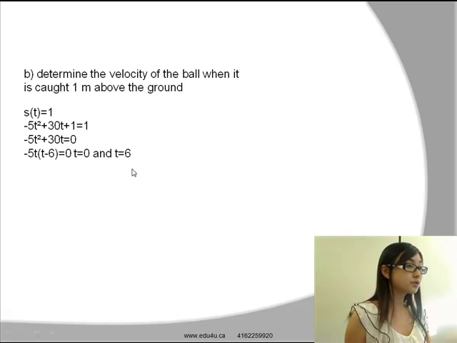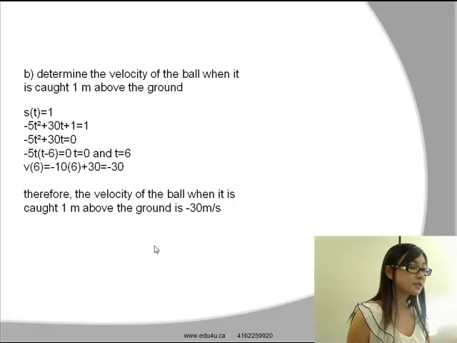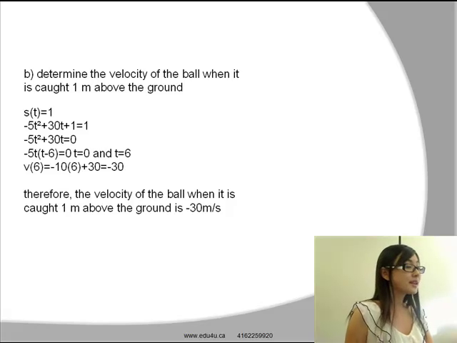We know that t cannot be equal to 0 because when t is equal to 0, this is actually the time when the player throws the ball, not catching it. So we know that when the player catches the ball, t equals 6 seconds. So we plug t equals 6 into the equation for v of t, which is the velocity, and solve for it, which will be equal to negative 30. Therefore, the velocity of the ball when it is 1 meter above the ground is negative 30 meters per second.